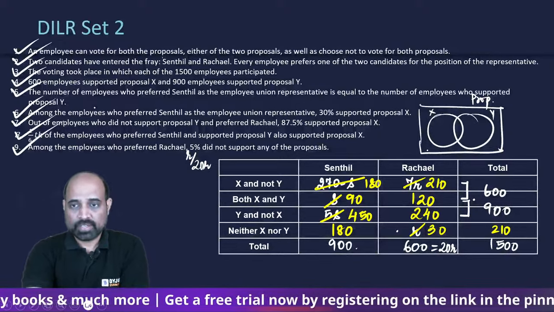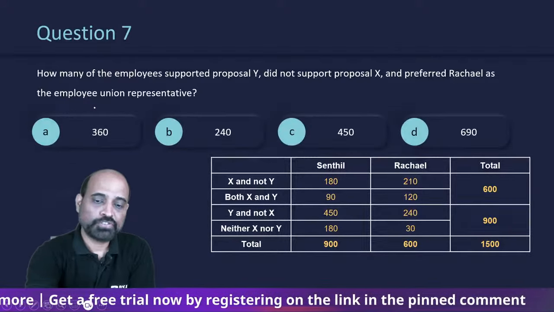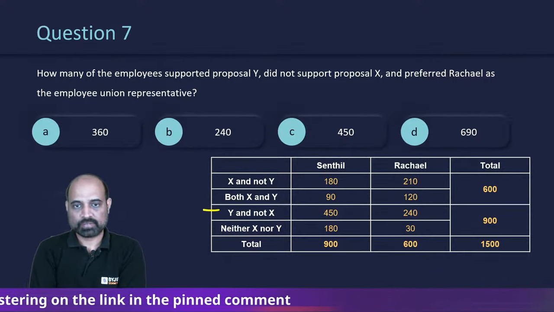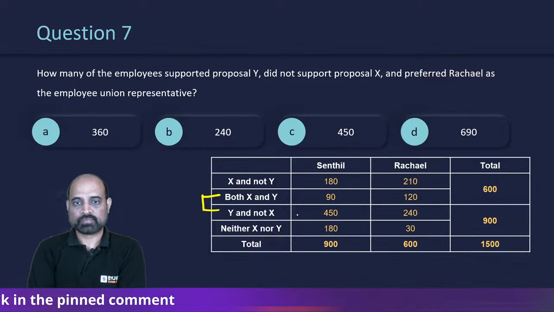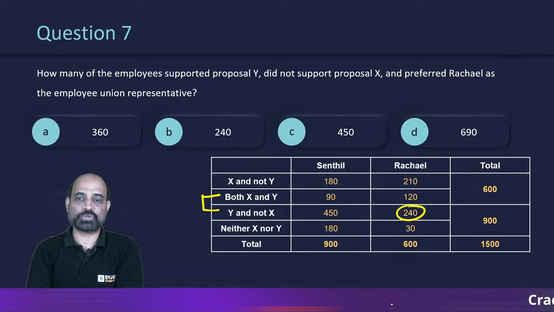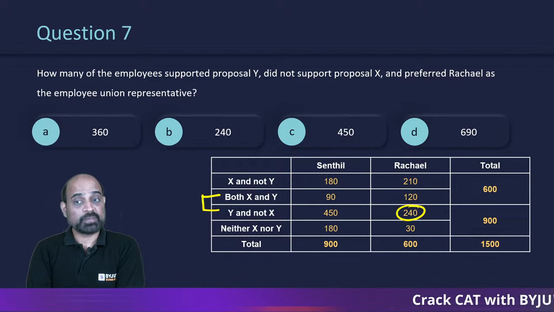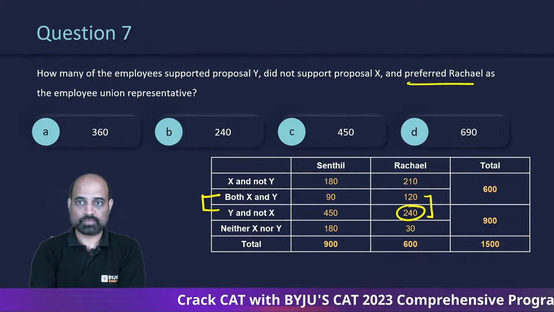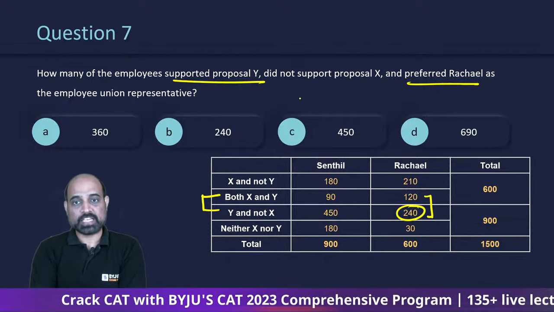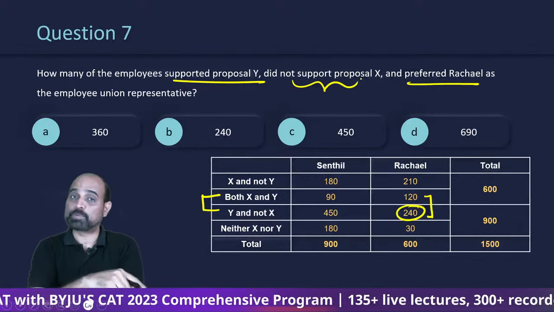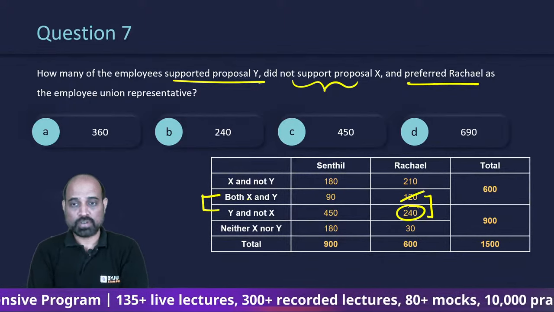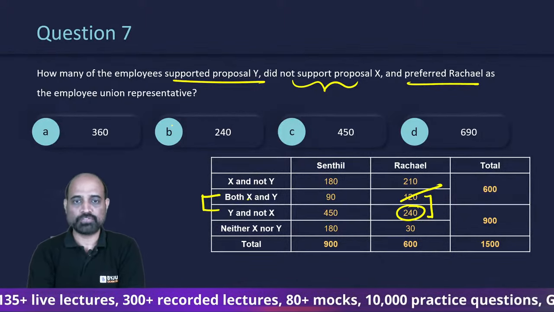ठीक है? Okay. So the first question is, how many of the employees supported proposal Y, did not support proposal X, and preferred Rachel as the employee union representative? These are the total 120 plus 240 people. These are the 360 people who preferred Rachel. They supported proposal Y. पर इसमें से did not support proposal X. These 120 people support X and Y both. So X को नहीं support करना, तो let's remove this. So 240 will be the answer.